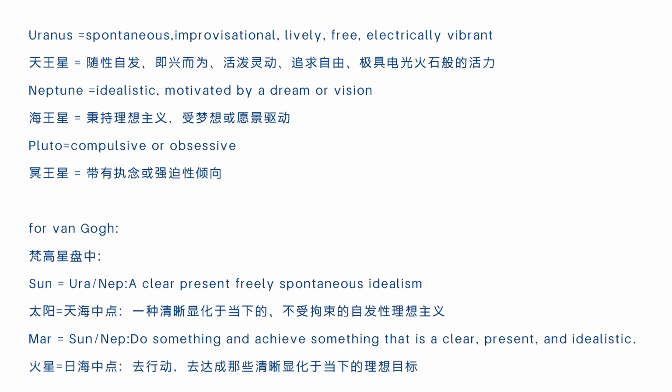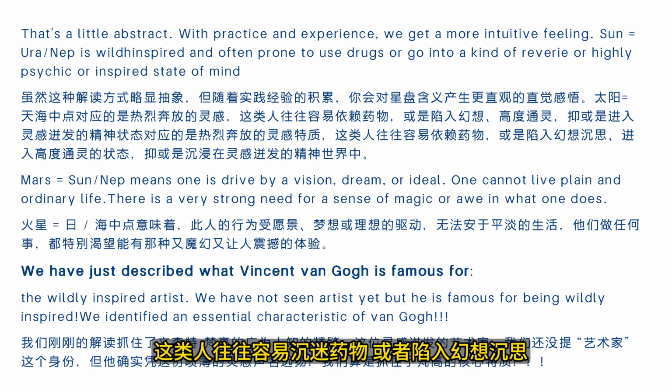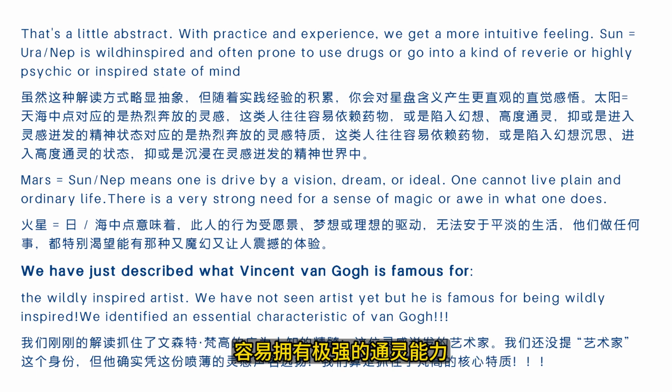This will give you an idea. Now it's a little abstract, but with practice and experience, you get a more intuitive feeling about what it means. And Uranus-Neptune is wildly inspired. Here when we just translate it, it says freely spontaneous idealism. Well, it's visionary, it's psychic, and to have the Sun there, you're clear and present who you are, what you are, and in real life at this moment is Uranus-Neptune, very prone to use drugs or go into some kind of reverie, to be in a highly psychic or highly inspired state of mind.